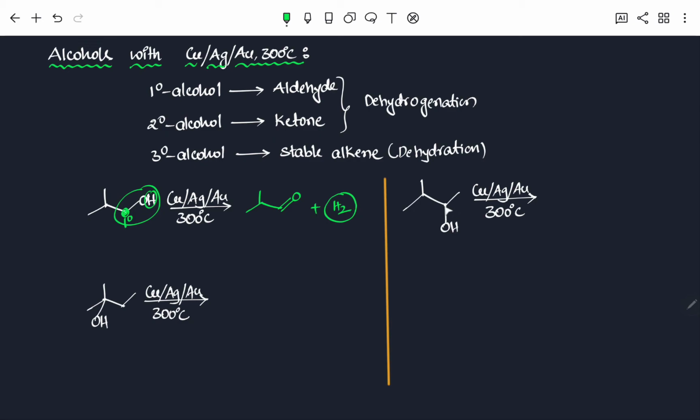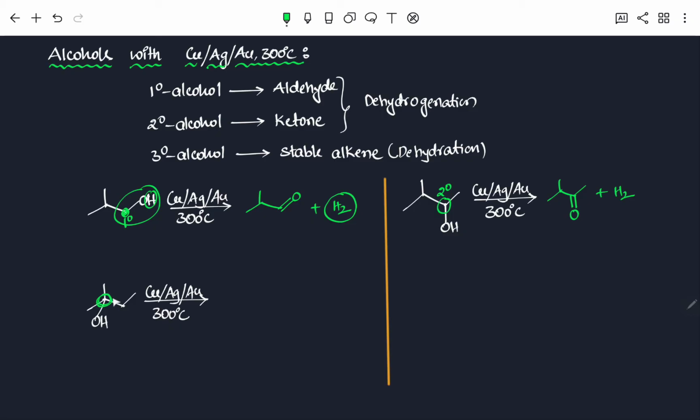Next example, it is a secondary alcohol. At the secondary alcohol also we remove the H2 and we get finally ketone. So by removal of hydrogen we get the ketone. Now it is a tertiary alcohol. So tertiary alcohol, no oxidation.